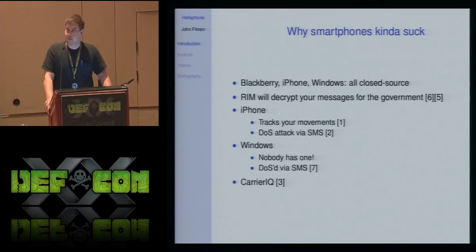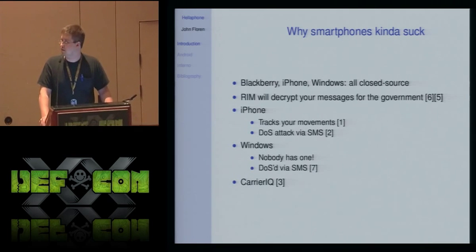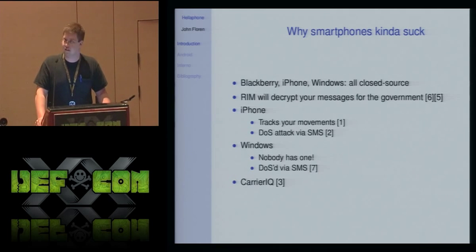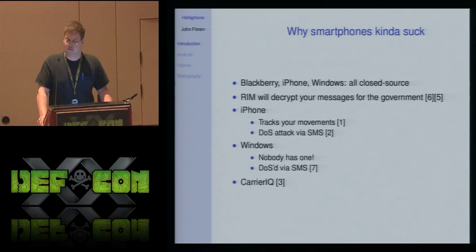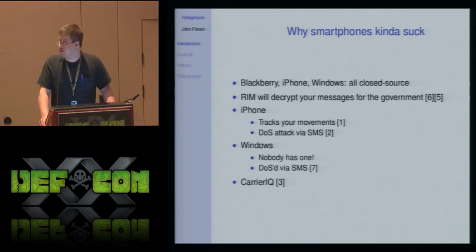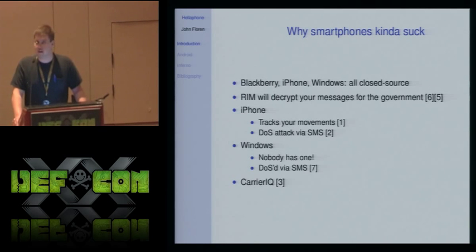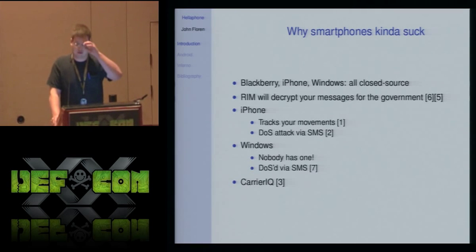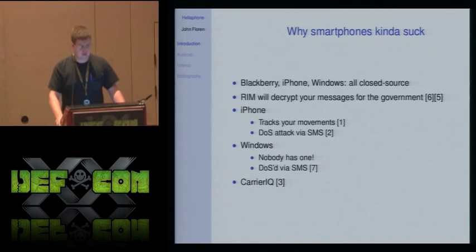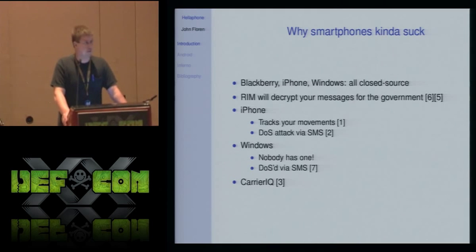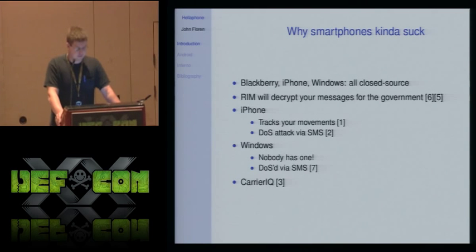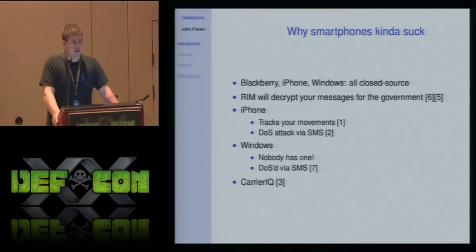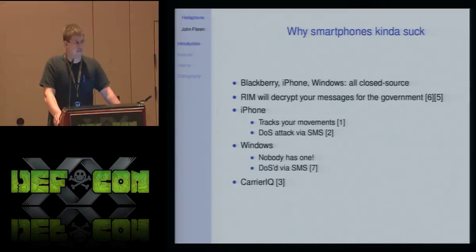We've seen the iPhone maintains a record of all the cell towers you come into contact with, meaning that they know your position and store it on the phone. And there've been incidences of, say, security holes like a DOS attack. You could do a denial of service on someone's smartphone by sending SMS. The Windows Phone, well, nobody really has one. There's probably a few in this audience, but that's it. They also had a similar denial of service via SMS messages. And of course, they're closed source as well.